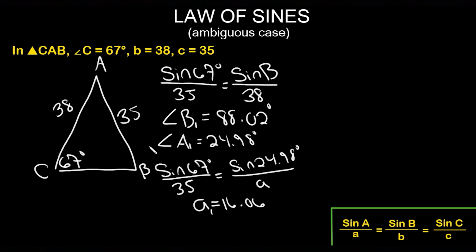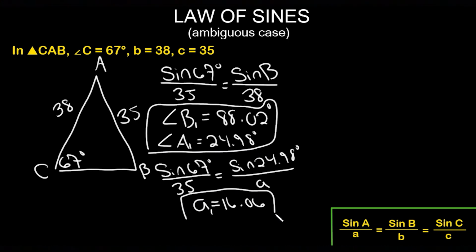Okay, so I have this information here that I'm going to box in, and I also have this side down here. So I have 3 missing parts, and that completes all of the missing parts of the triangle. At this point though, you're not done. You have to check for a second triangle.